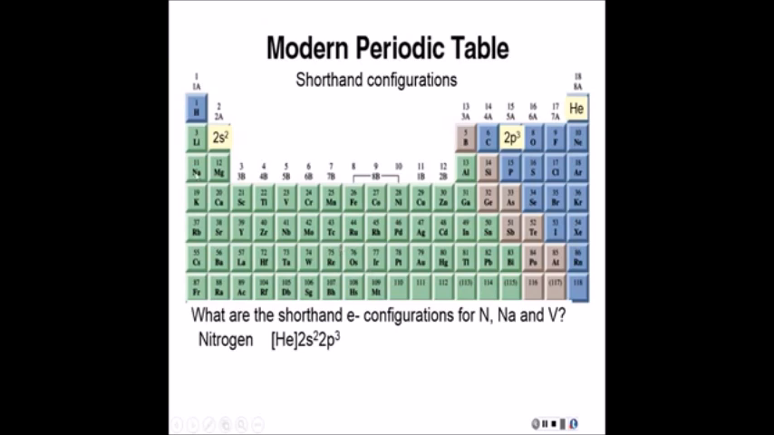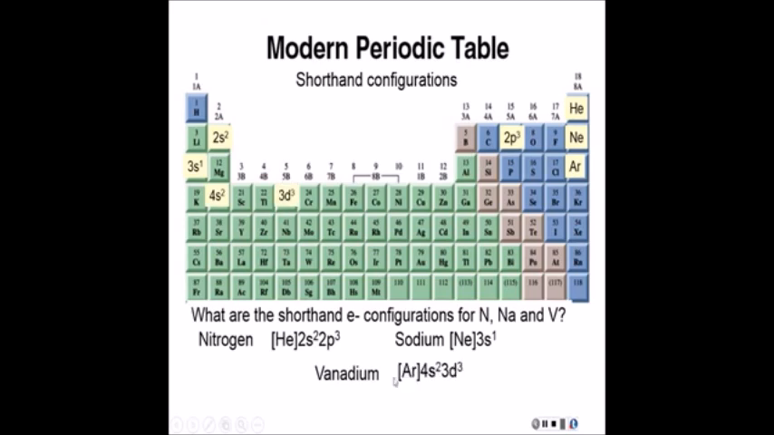Now for sodium, which is over here, it's going to have Ne in brackets, and then 3s1. And what about vanadium here? That is 23. So for vanadium, we're going to have argon in brackets. So argon represents the first 18 electrons, and this will be 4s2, and then 3d1, 2, 3.